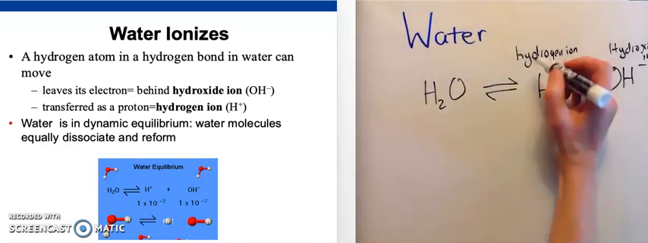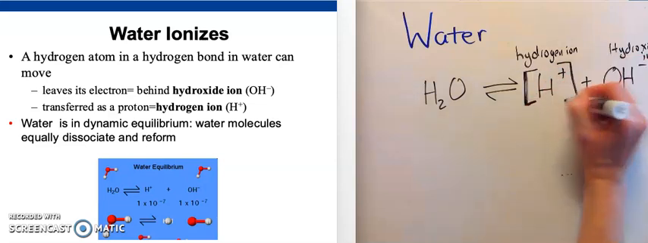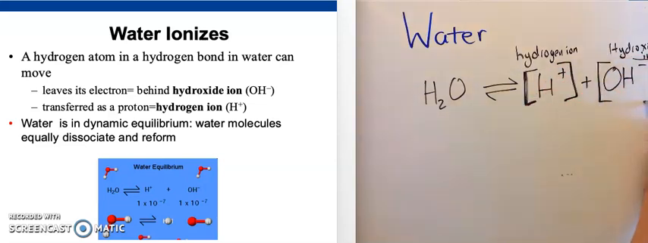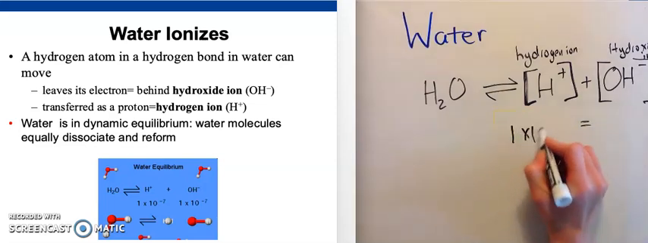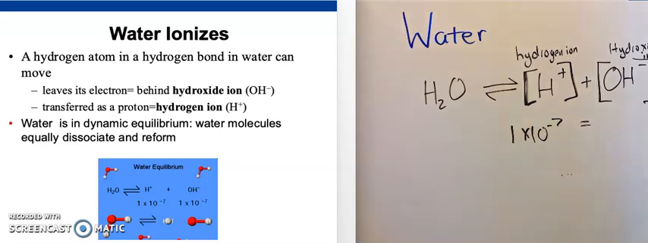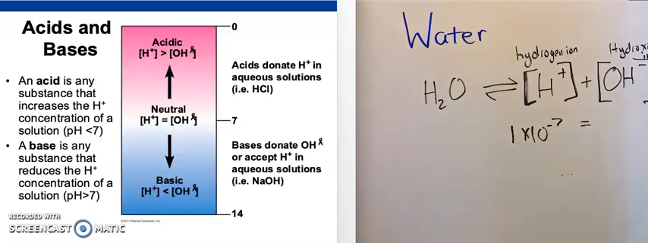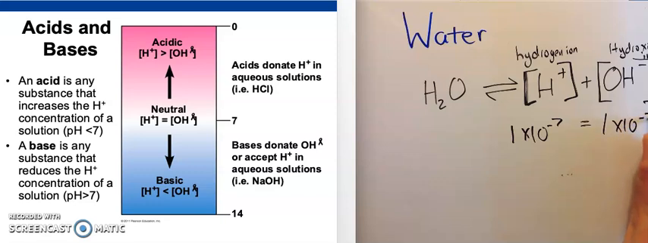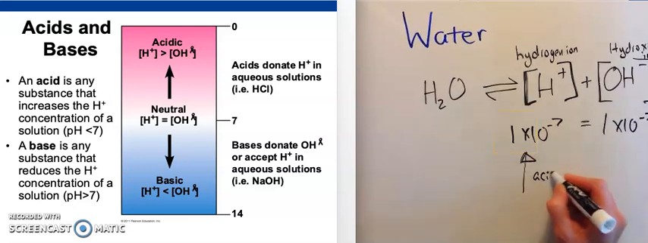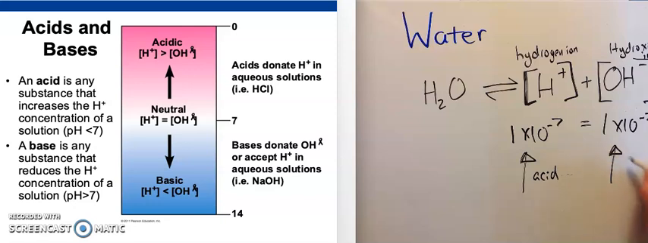And when that happens, the concentration of hydrogen ions and the concentration of hydroxide ions is equal to each other. And it's about 1 × 10⁻⁷ moles per liter. An acid or a base is anything that shifts away from that equilibrium point where there's an equal concentration of hydrogen ions and hydroxide ions. If you have a higher concentration of hydrogen ions, you have an acid. And if you have a higher concentration of hydroxide ions, you have a base.